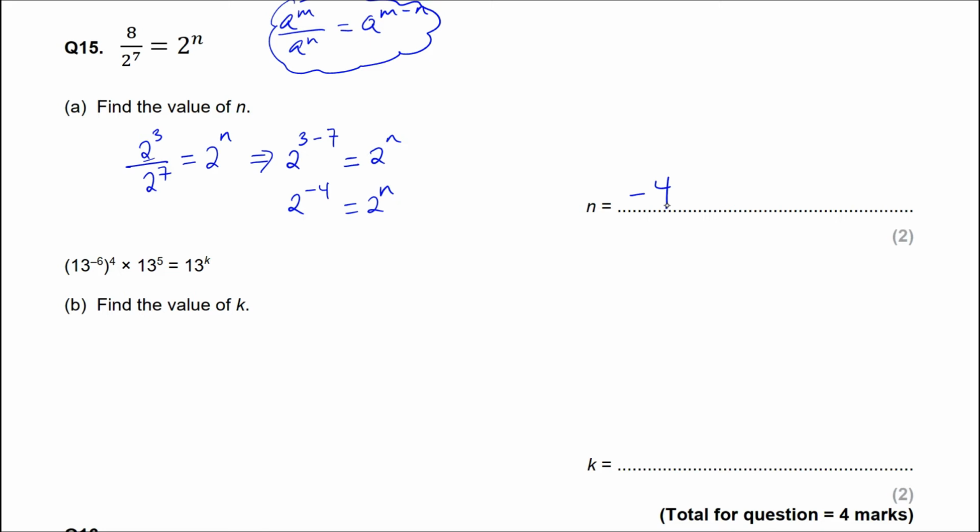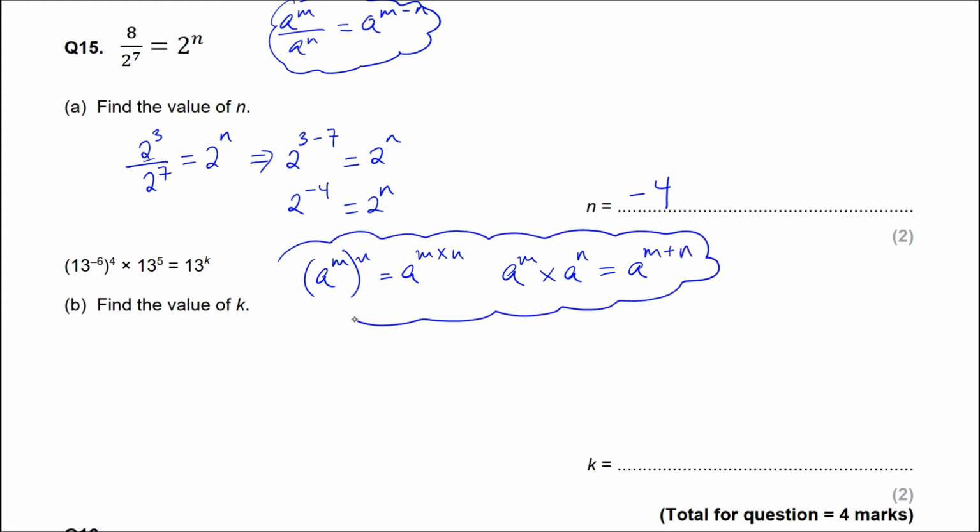Okay, so the next question, again, just applying laws of indices, two laws of indices here. One is that a to the power m to the power n will be equal to a to the power m multiplied by n. And then we also have a to the power m multiplied by a to the power n will be equal to a to the power m plus n. So we shall apply these laws of indices in solving this problem. So here we'll end up with 13 to the power negative 6 multiplied by 4, multiplied by 13 to the power 5, is equal to 13 to the power k.